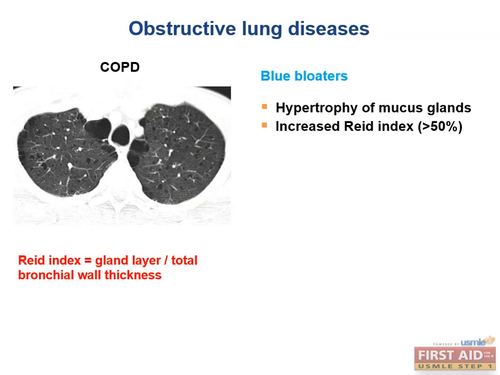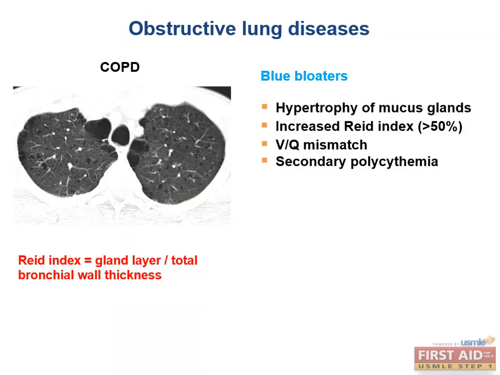The Reid index is a ratio of the thickness of the gland layer to the total bronchial wall thickness. The mucus and inflammation causes the obstruction, which causes the body to decrease ventilation and increase cardiac output, creating that VQ mismatch. You may also see secondary polycythemia as the body attempts to compensate for poor oxygenation. How will you know a blue bloater?